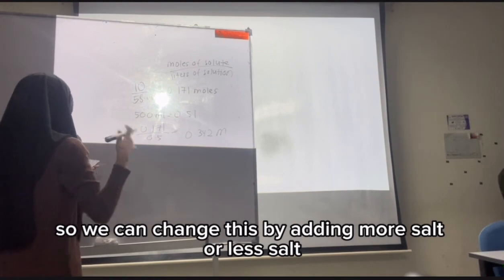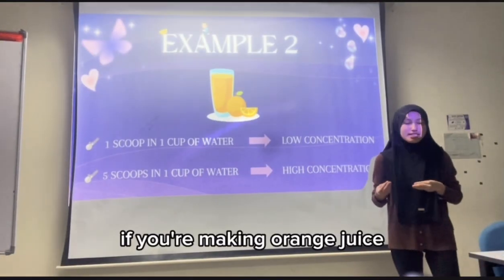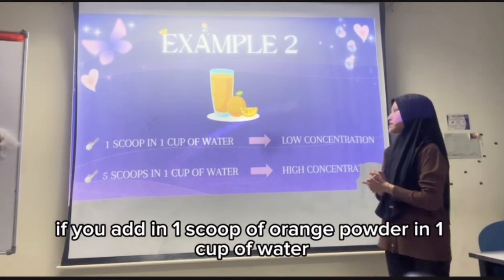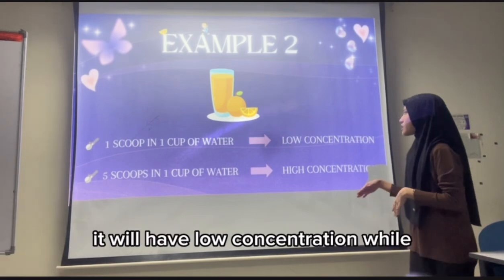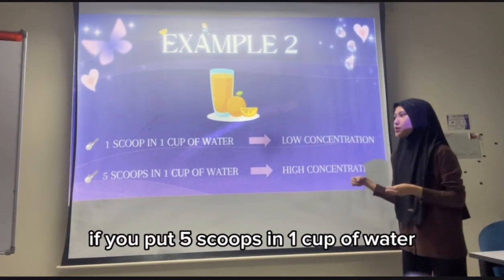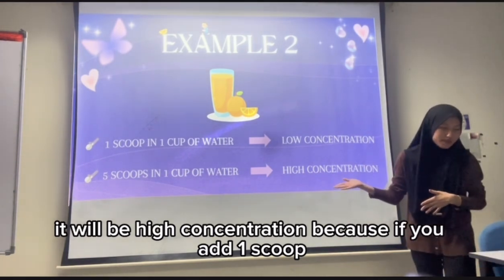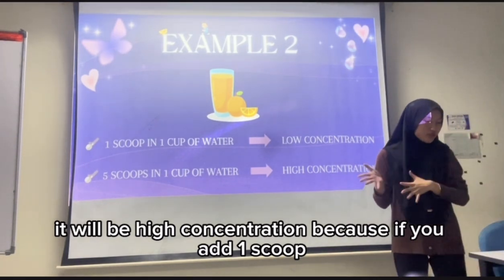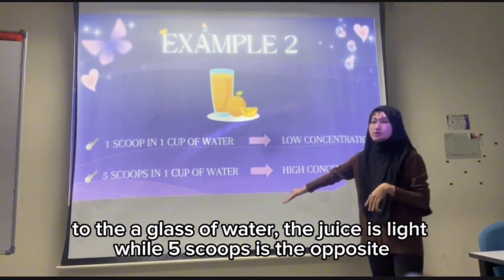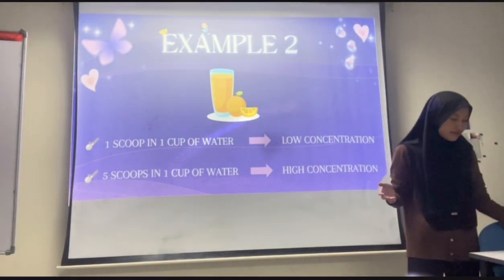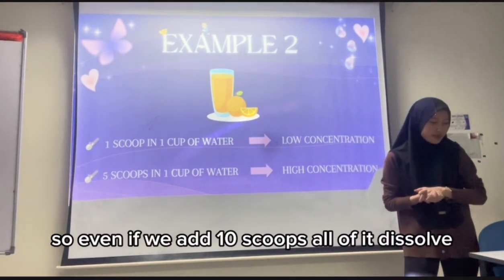So we can change this by adding more salt or less salt. Imagine you're making orange juice. If you add one scoop of orange powder in 1 cup of water, it will have low concentration. While if you put 5 scoops in 1 cup of water, it will be high concentration. Because if you add 1 scoop to a glass of water, the juice is light, while 5 scoops is the opposite. So even if we add 10 scoops, will all of it dissolve?